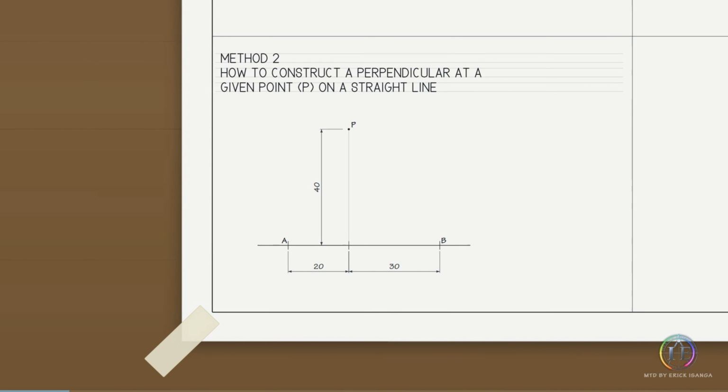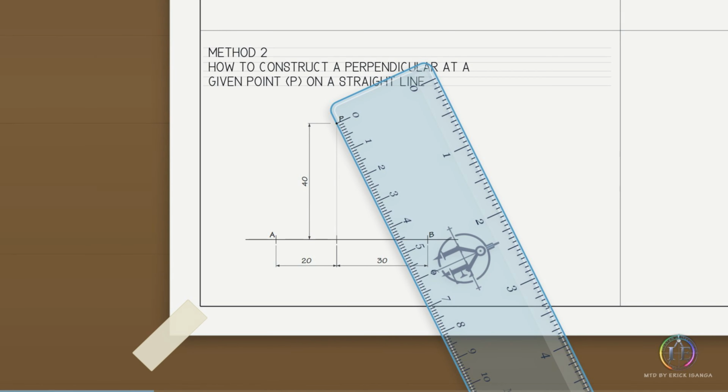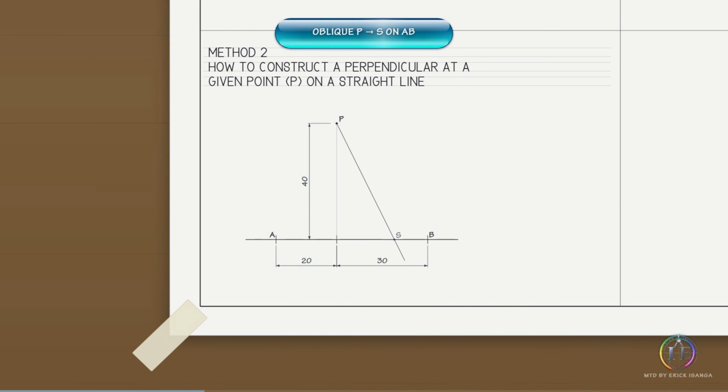The baseline AB and the given point P have already been constructed. We shall now construct a perpendicular at the given point using Method 2. Using the aim ruler, draw a thin construction line from P at a convenient angle, meeting the baseline at S.